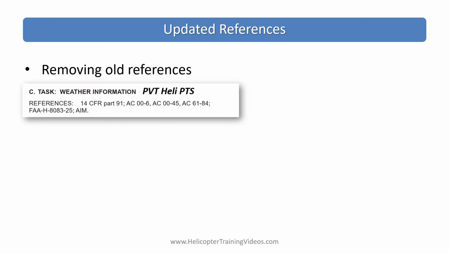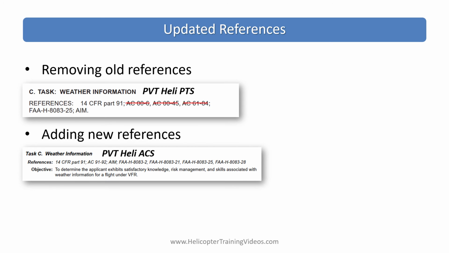They've also been updating the references, so they are getting rid of old references like the old weather ACs, and adding the new weather handbook amongst other things. There are some strange pieces here and there where there's certain elements that refer to LTE, but they don't refer to the AC on uncontrolled yaw. So it's not all inclusive. There's still a few pieces missing here and there, in my opinion.